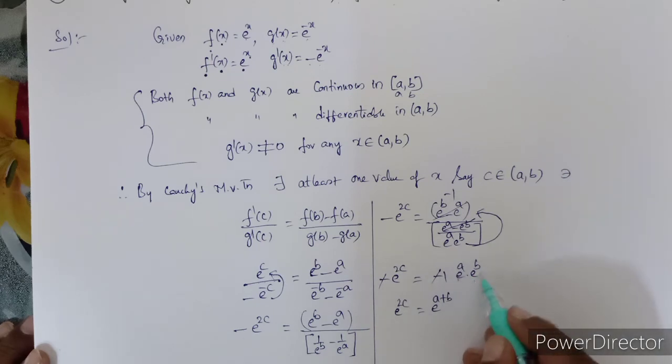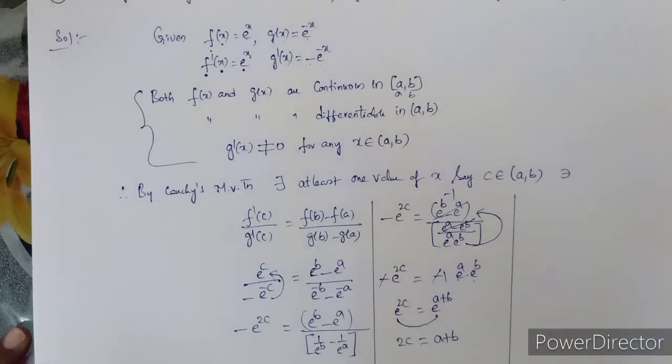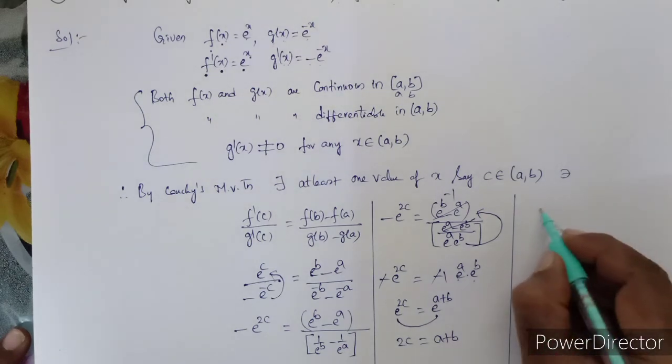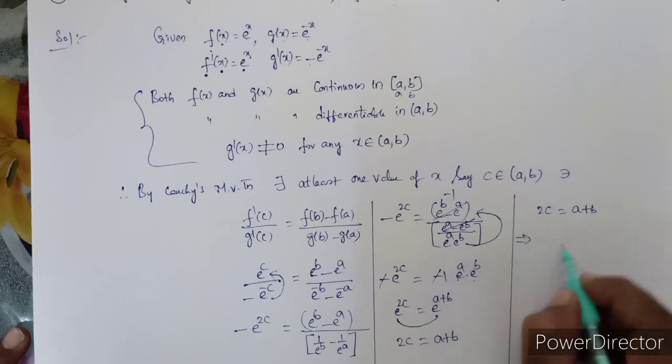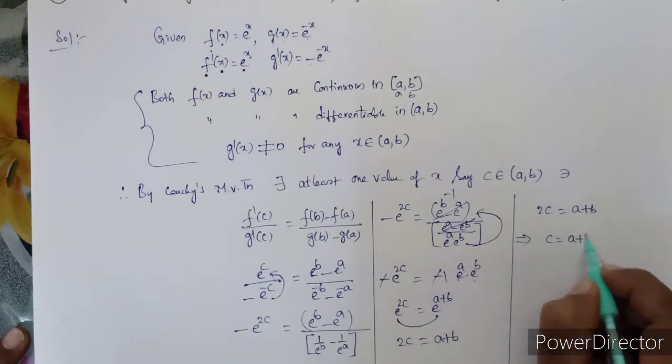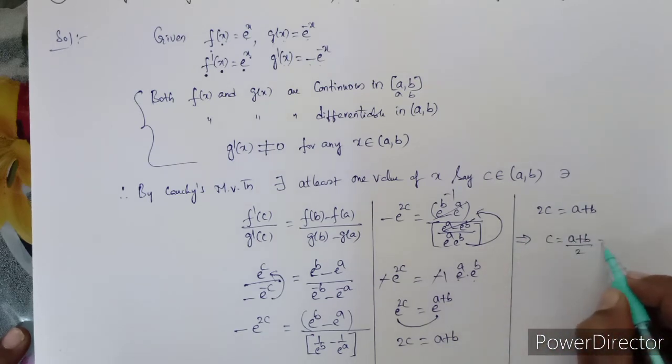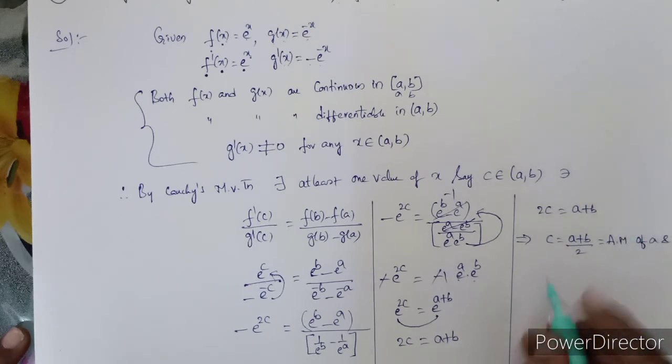A power m into a power n, a power m plus n. When bases are equal, exponents are also equal. 2c is equal to a plus b implies c is equal to a plus b by 2. This is the arithmetic mean of a and b. So clearly c belongs to the open interval. A plus b by 2 lies in between a and b.